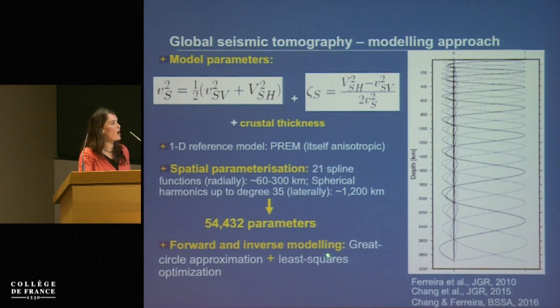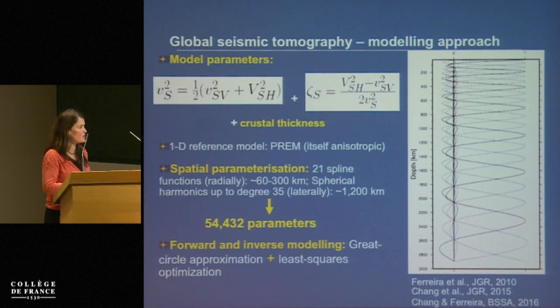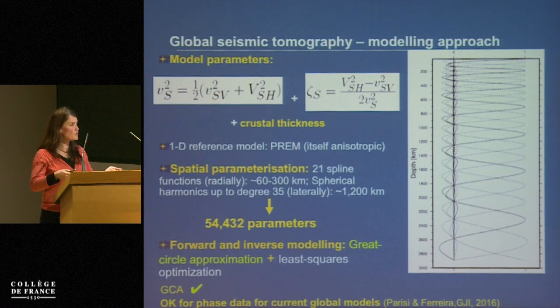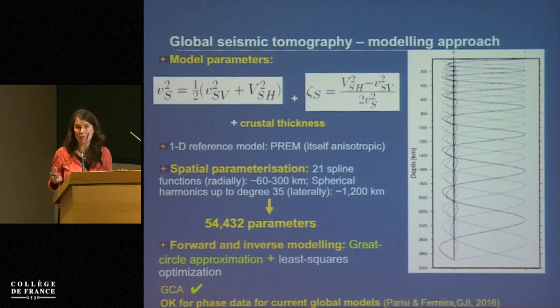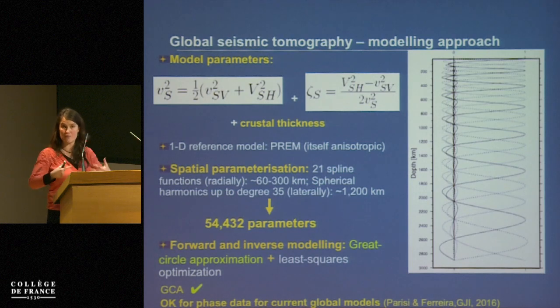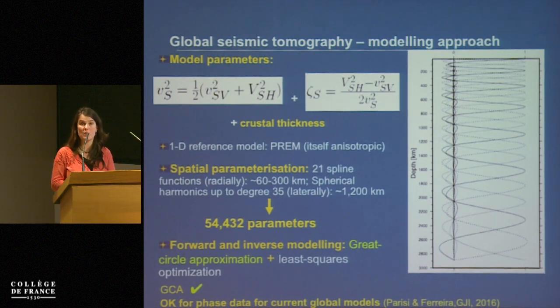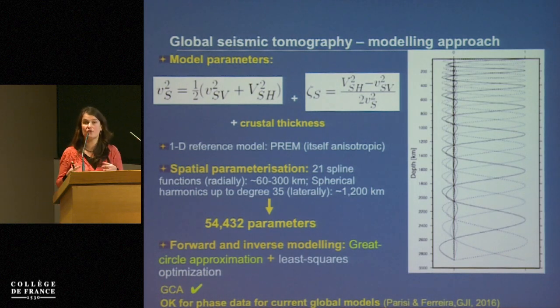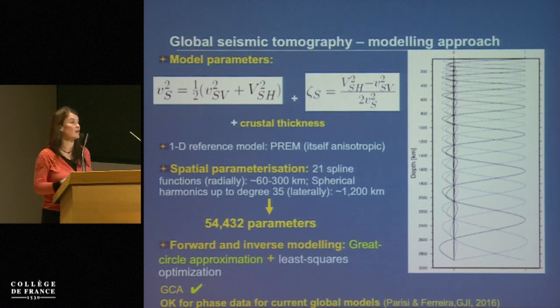In case you wonder, how wrong are we by using this great circle approximation? Recently, we've done some forward modeling tests with a student of mine, Laura Parisi, whereby we considered existing global Earth models and we perturbed them to become rougher, with perturbations up to about 20% in VS, which is relatively large, I would say, at a global scale. And so we compared theoretical seismograms computed with this approximation to those computed with purely numerical full wavefield calculations.